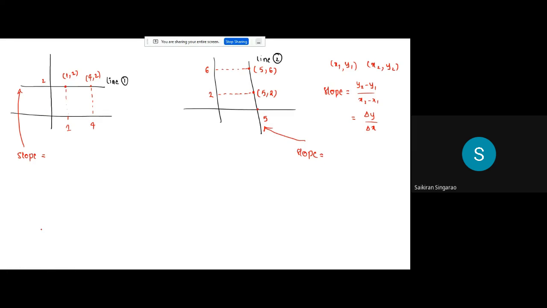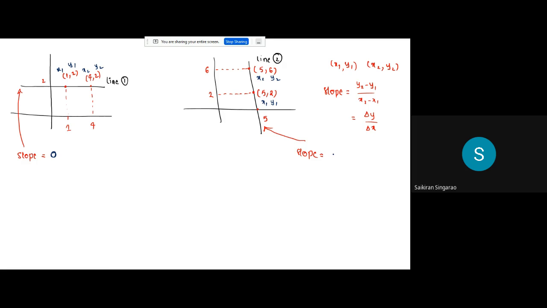So here, let me call this the x1 point, this the y1 point, this the x2 point, and this the y2 point. So what will be the slope of this line? Can you tell me now at least? Let me call this x1, y1 and this x2, y2. Can you tell me what is the slope of this line? 0, sir. Line 1 has slope 0.